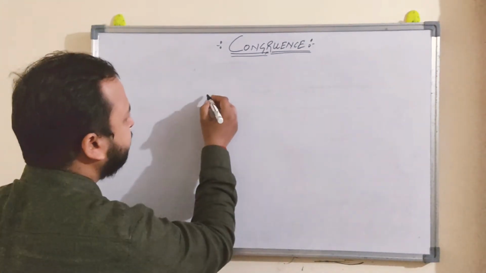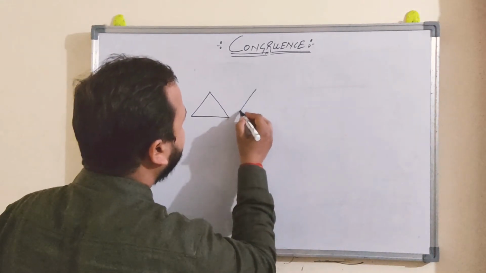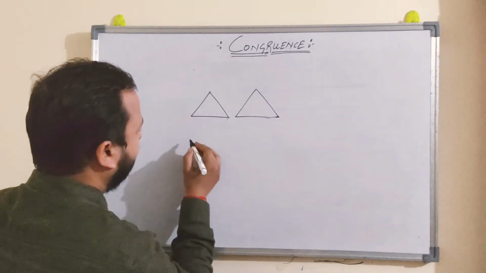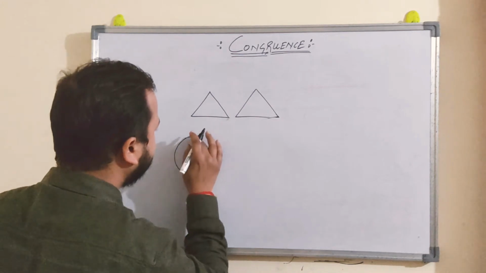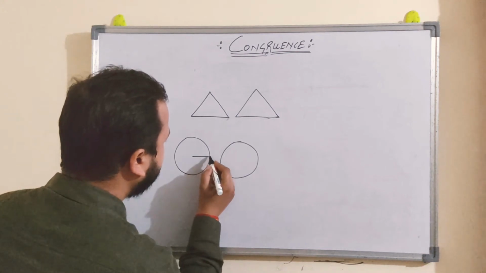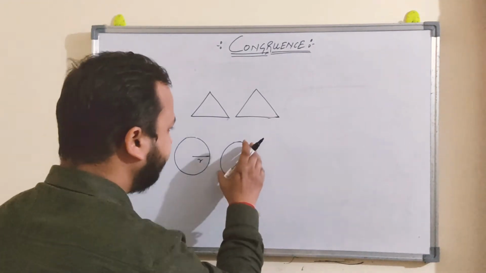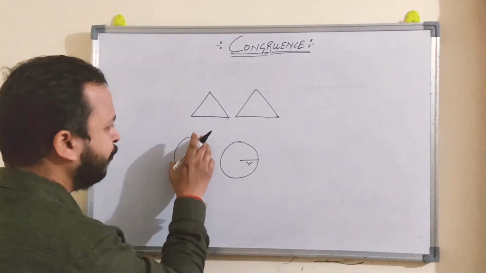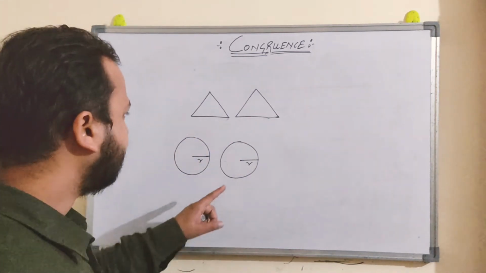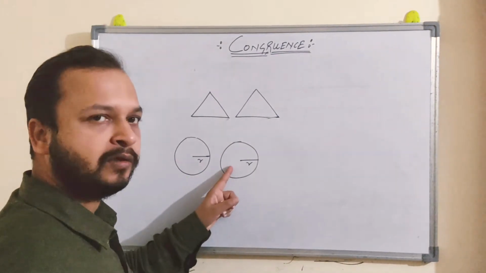Just look at these shapes. If this is a triangle, or this is a circle, right? If this is the radius of the circle, and both are r, and if you take this and put this circle over this circle, and it covers the whole circle, right? So it means they both are congruent.